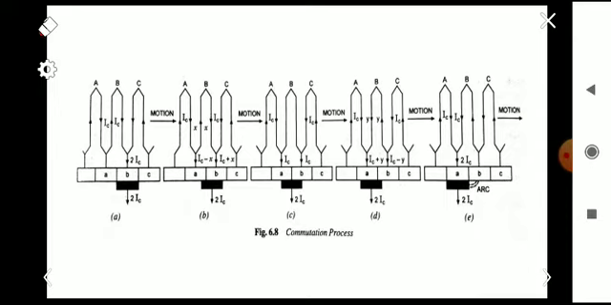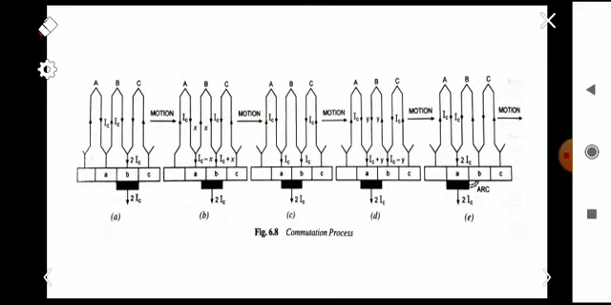Through the commutator bars A and B there will be two paths. One is through commutator segment A and another through commutator segment B. Here IC is coming through the coil A, and here a small contact is made with the commutator segment A.